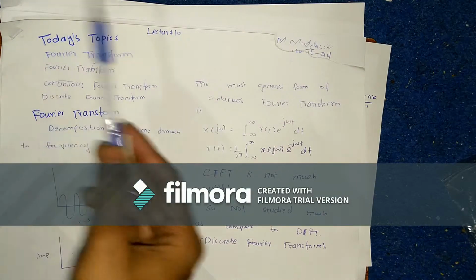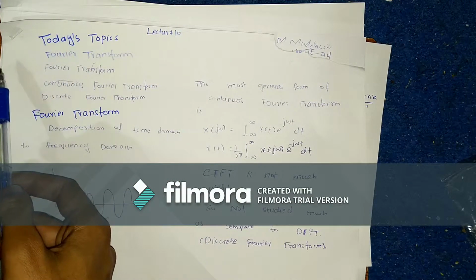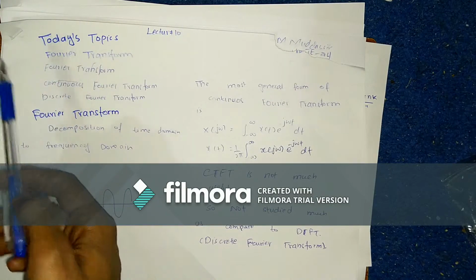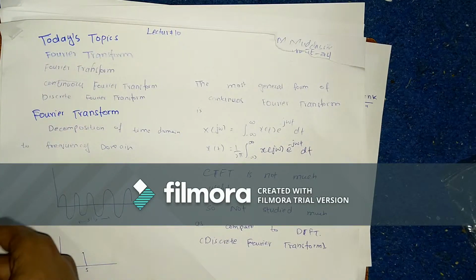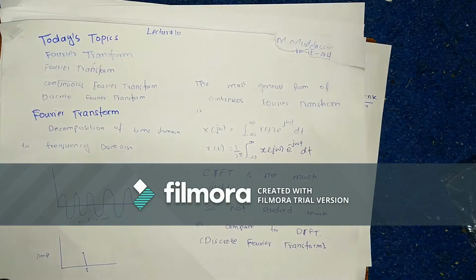Today we will discuss lecture number 10, part B. In the last lecture we discussed the Fourier transform and its main function and uses. Now we will move on to the Fourier transform and the discrete time Fourier transform. To understand the Fourier transform, you must know what it is.